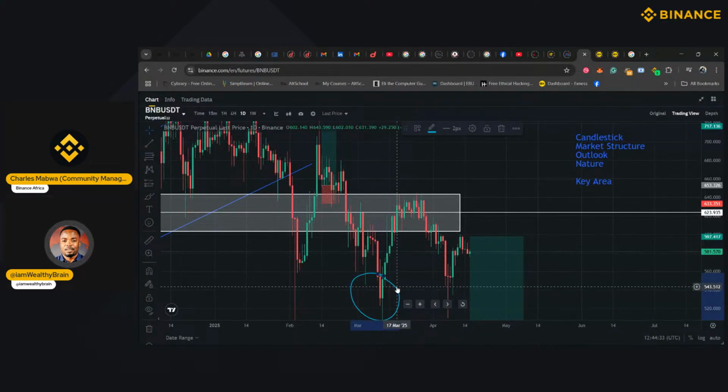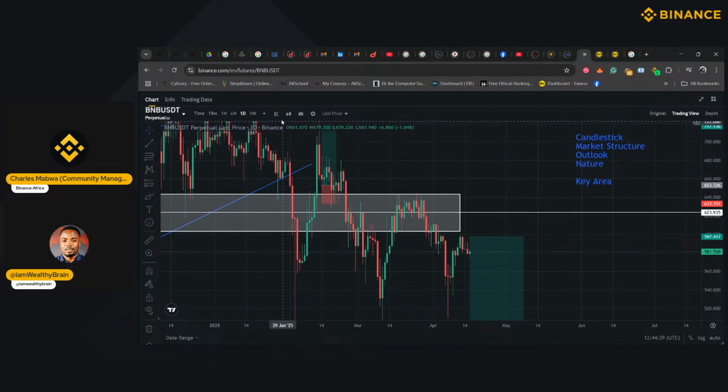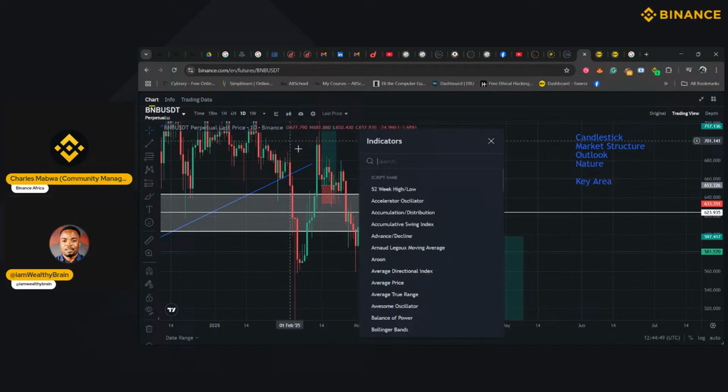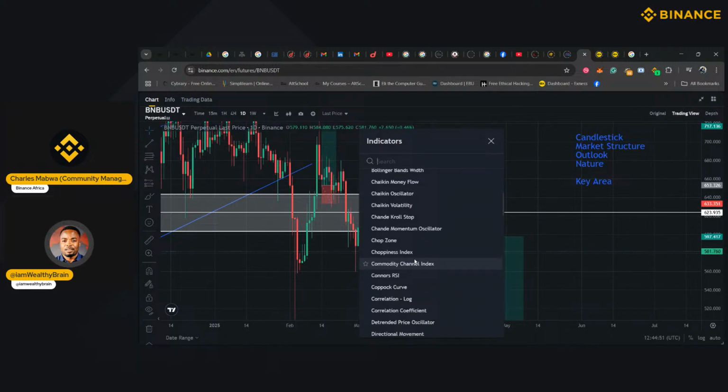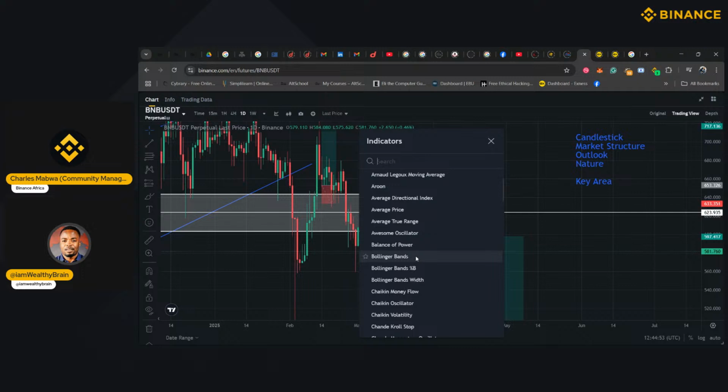well. Now, you are on the Binance platform using TradingView and you want to add any of these technical indicators. Let's see how they appear. So for instance, you come to technical indicator here, then you search for whichever technical indicator you are using or you want to use. So we have a lot of them here.